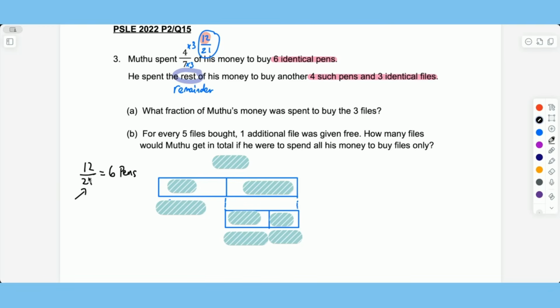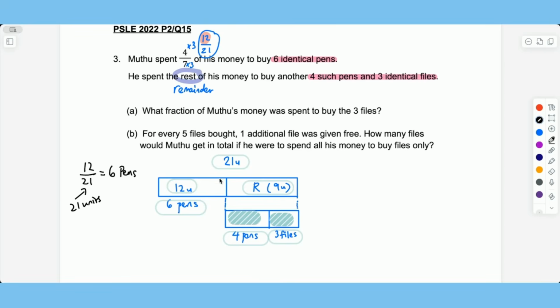The total units to represent all of his money will be 21 units. Out of these 21 units, 12 units is used to buy 6 pens. He used the rest of his money, which is the remaining 9 units, to buy 4 pens and 3 files. Now we need to figure out how many units is 4 pens and how many units is 3 files.